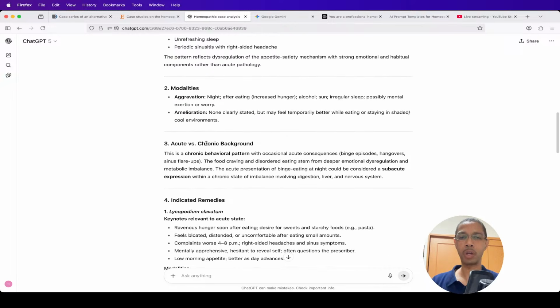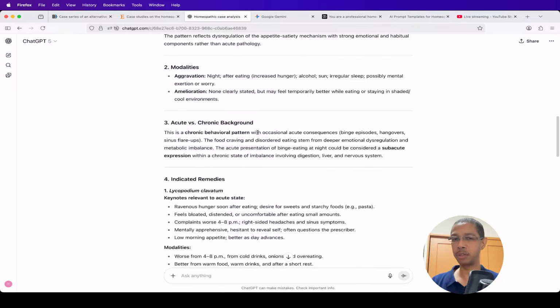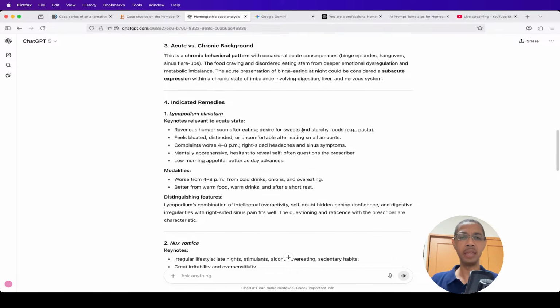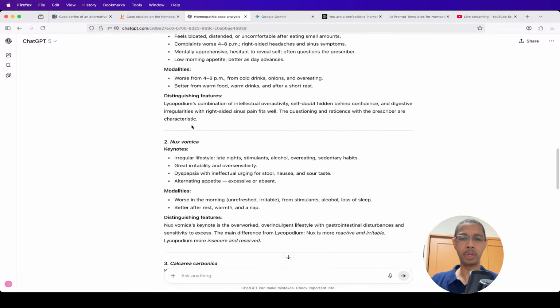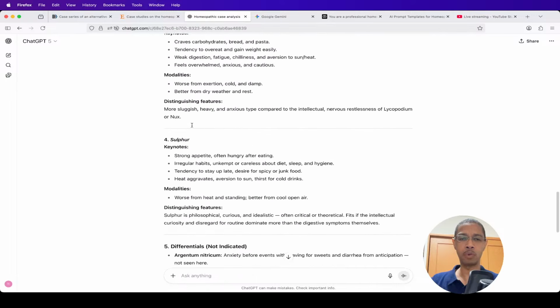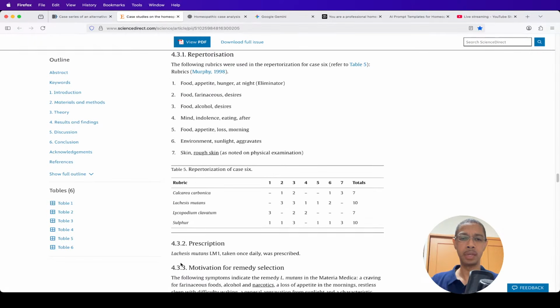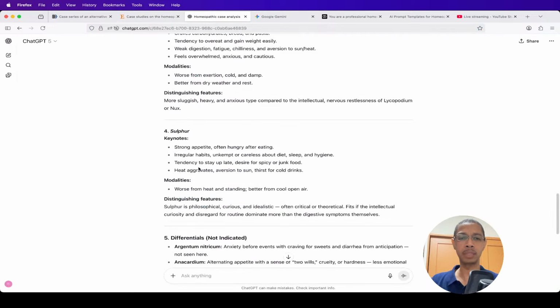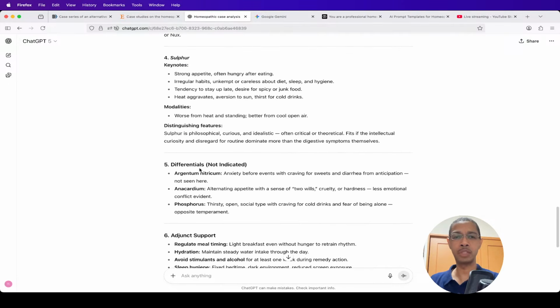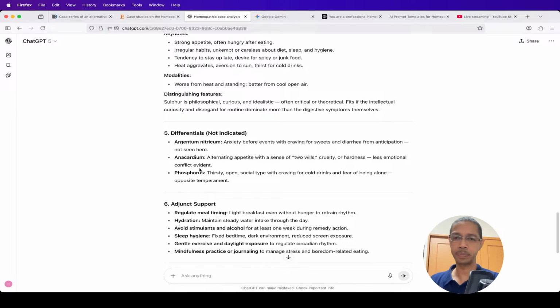The acute versus the chronic background. This is a chronic behavioral pattern with occasional acute consequences. So it picked up on this being a chronic instead of an acute. And it indicated Lycopodium, Nux vomica, Calc carb, or Sulfur. Now they prescribed Lachesis. They also had Sulfur, and they had Lycopodium and Calc carb, but they chose Lachesis. The AI did not choose Lachesis, not even in the differentials.